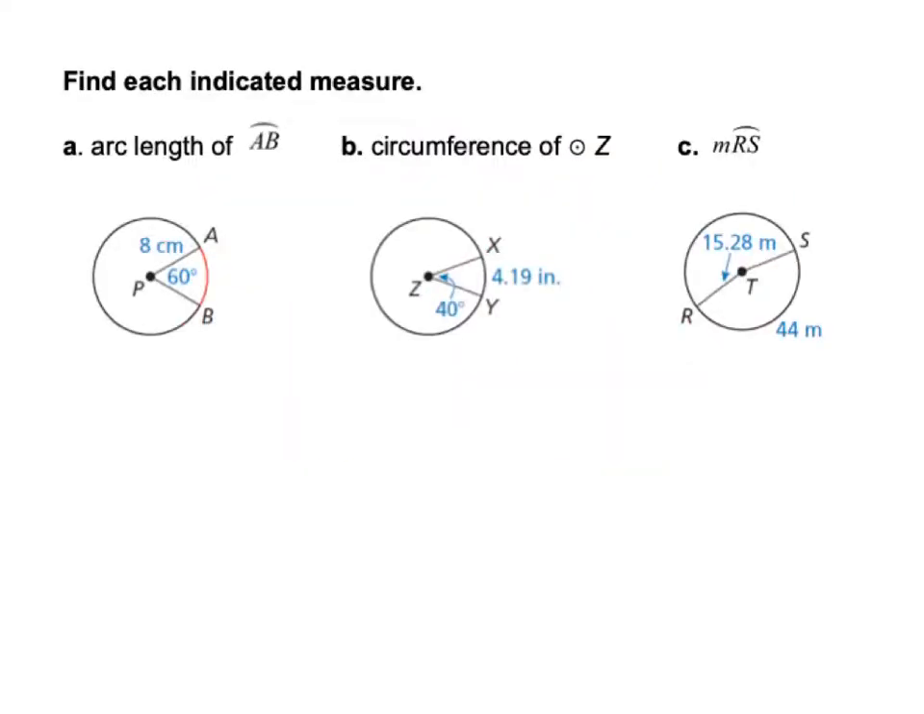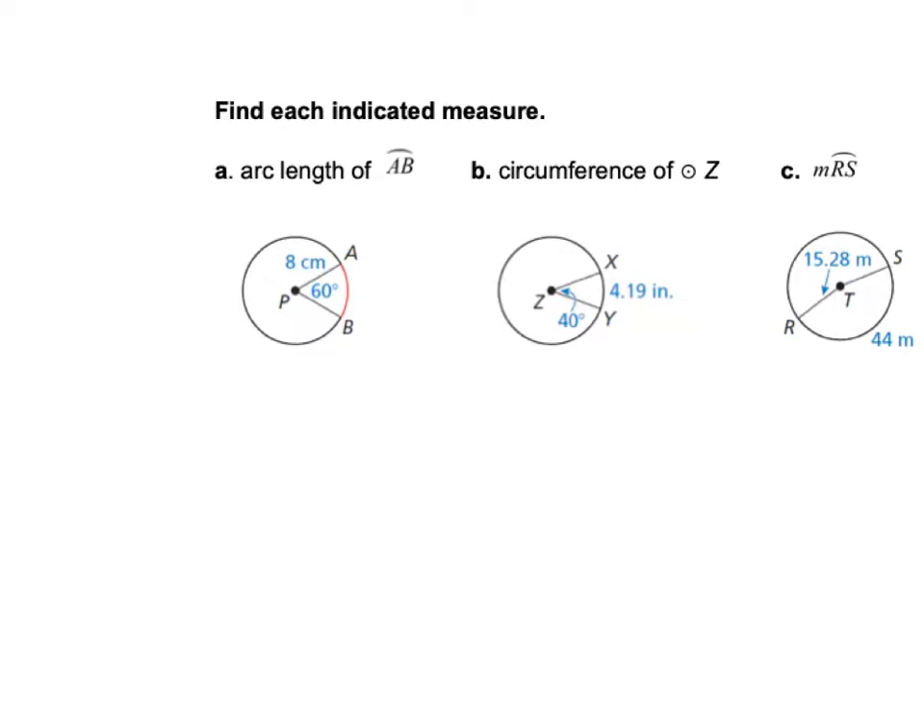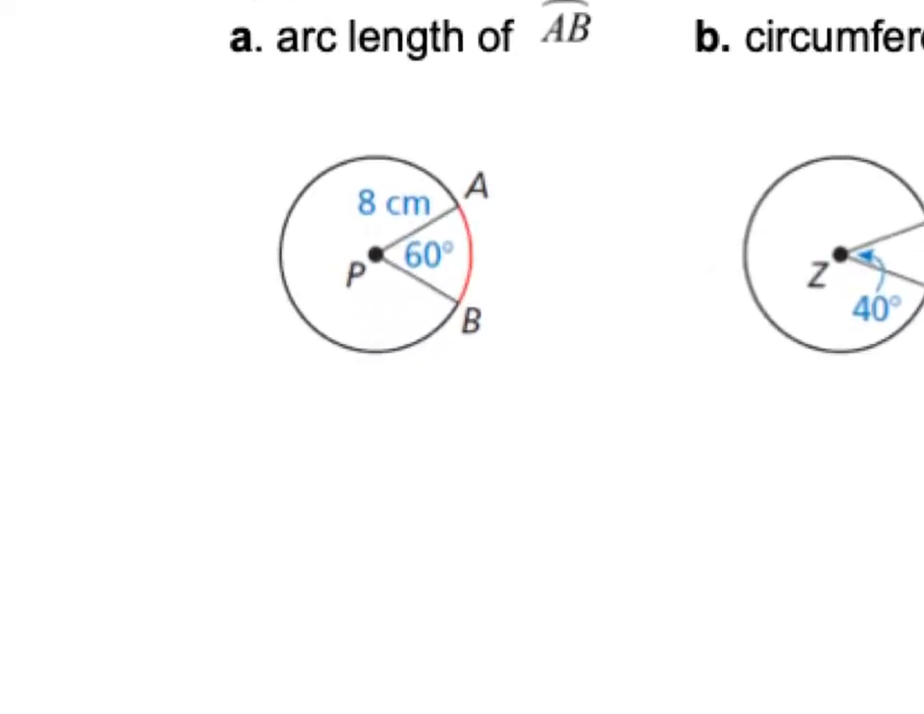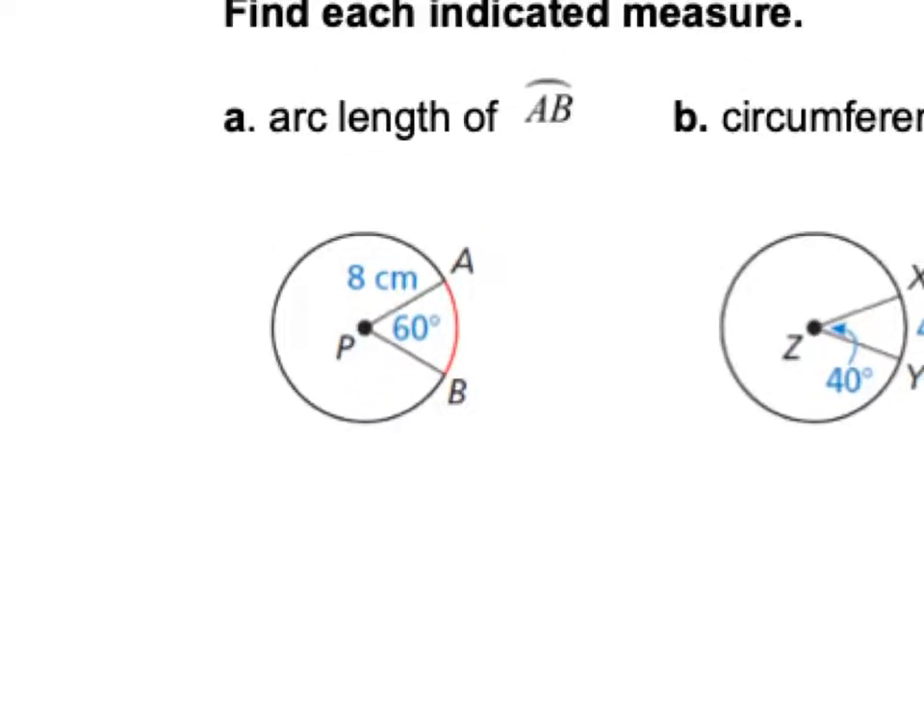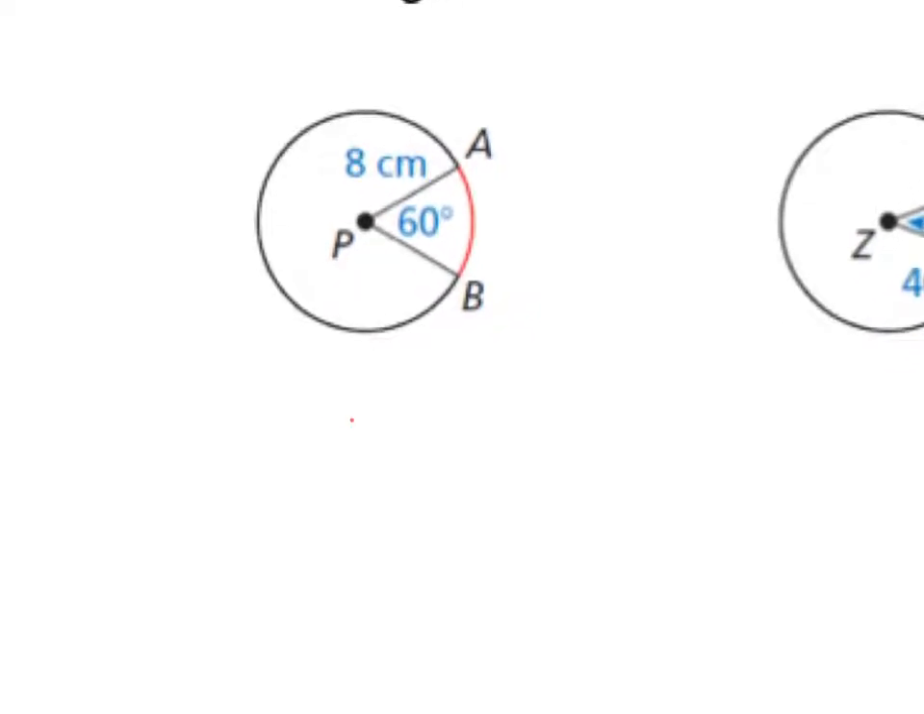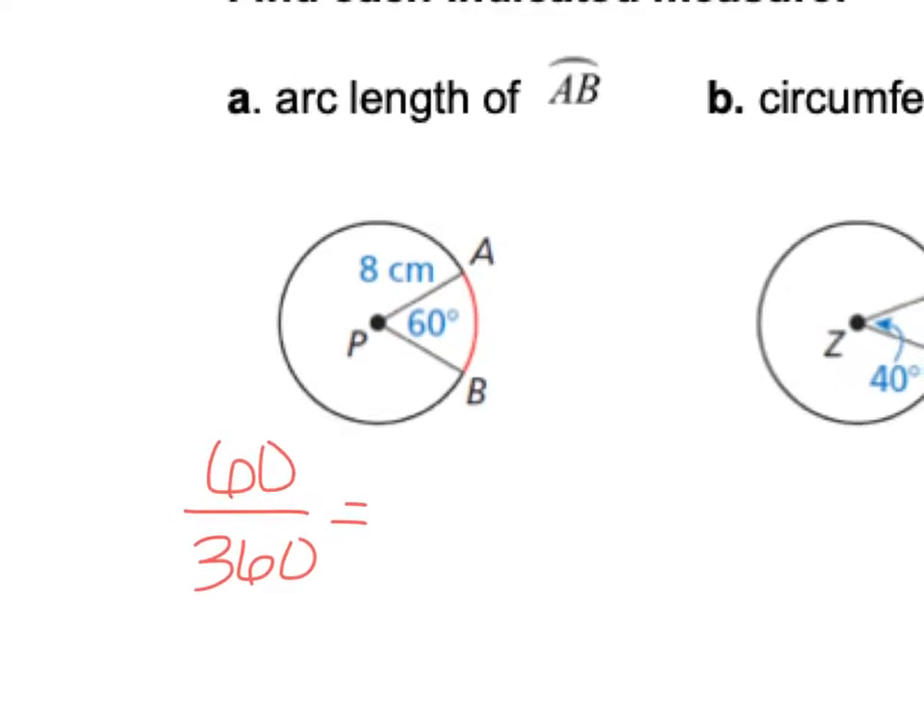Okay, so let's take a look here. I have on one side, it's asking me to find the arc length. So I'm going to set up my proportion. On one side I have my degrees. Well, I have 60 degrees. That's the part. That's the arc measure, or that central angle measure. Those are the same. Out of my whole, which is 360.